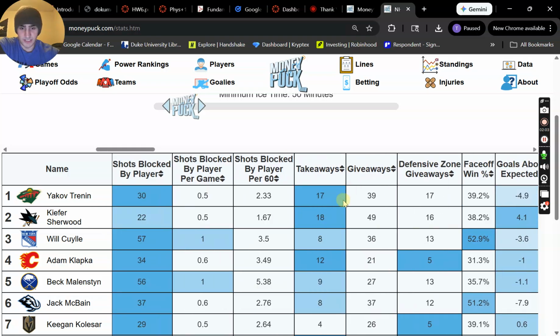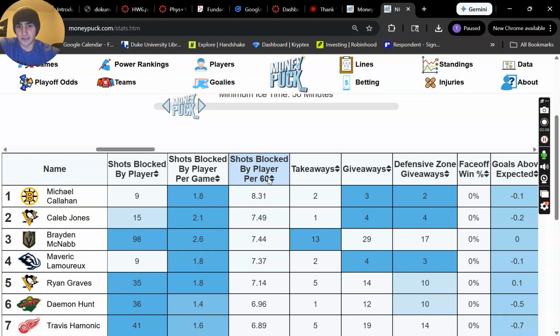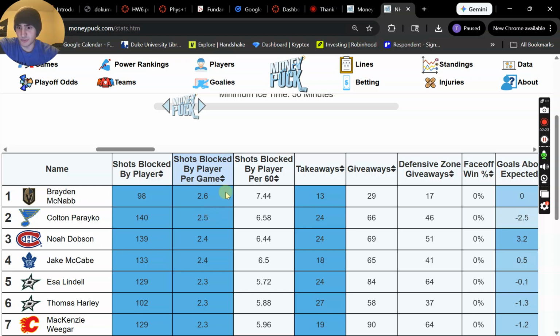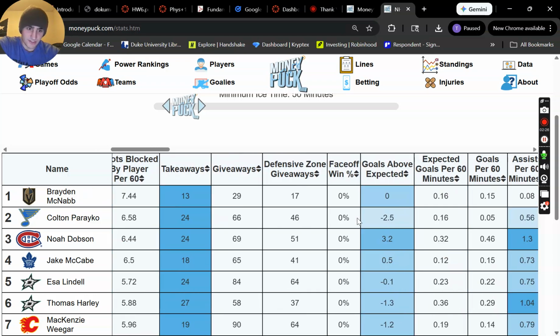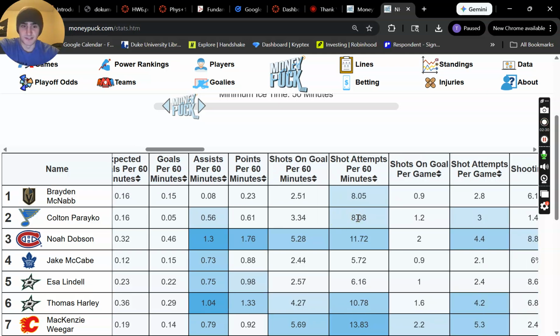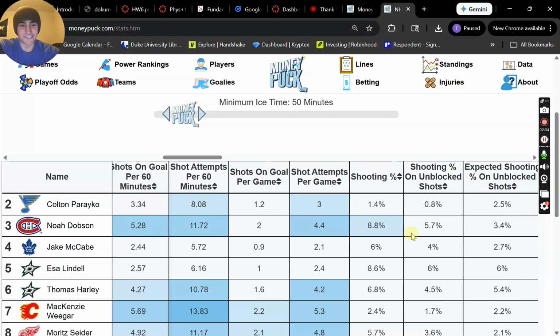You can sort by any stat that you really prefer. Per 60 is a very good stat. Any stat that shows you per 60, for example points per 60 minutes, will show you who's really scoring the most points per 60 minutes or per game. You can also see here per game. So it shows you the best shot blocker per game is Brayden McNabb, Vegas Golden Knights, and that's expected because the Golden Knights are a shot blocking team. They have been since their inauguration.